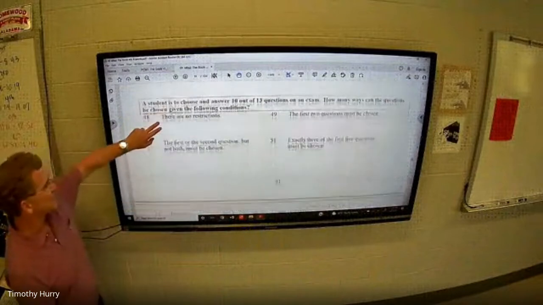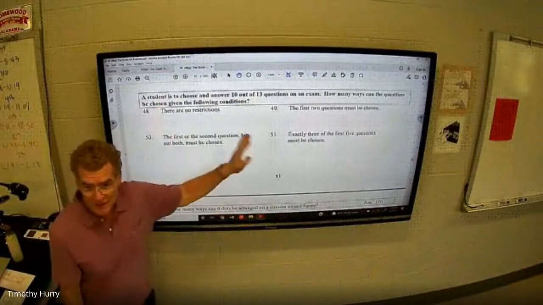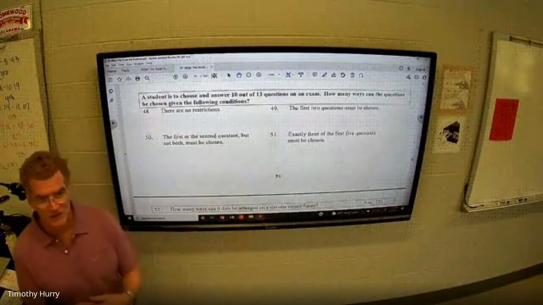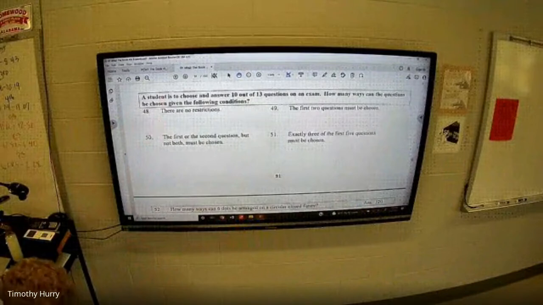How about this? A student is to choose and answer 10 of, the bell's about to ring. Do the best you can on these. If you have questions, bring them in tomorrow. We're going to answer those questions and head into probability, which I hope you see is not a whole lot different than this, if you're still counting. Although there are 2 ways to go about it.